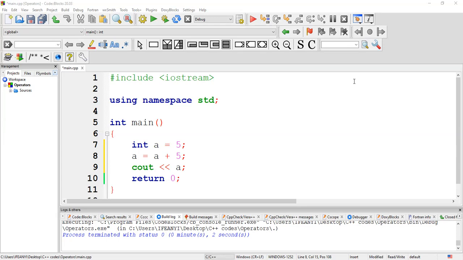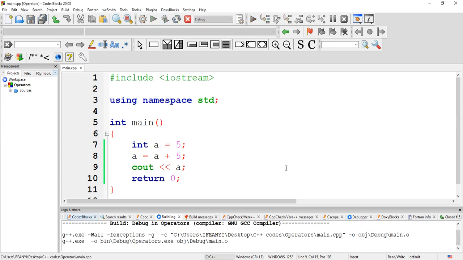Okay, we are going to demonstrate first of all the compound assignment operator. On line 7, we initialize a to 5. I will now go to line 8 to say a equals a plus 5, which is 5 plus 5. So when we say cout a, the expected result should be 10.